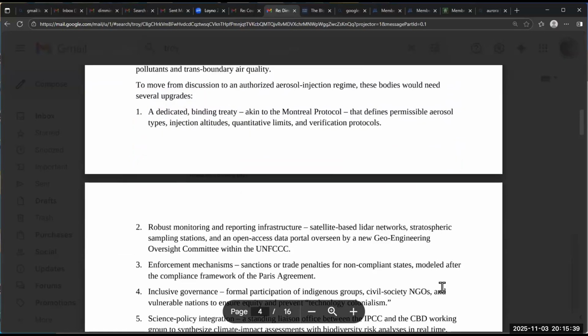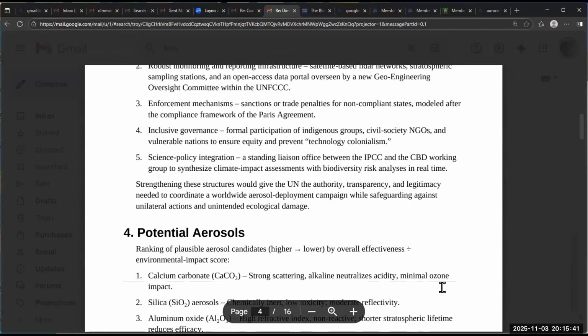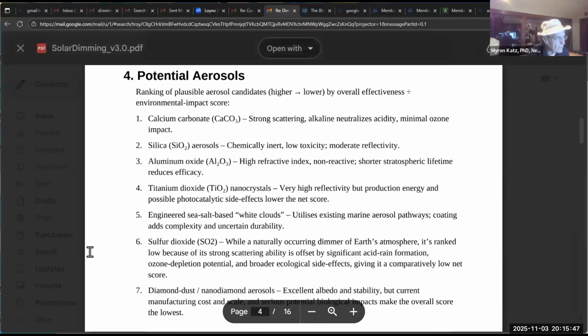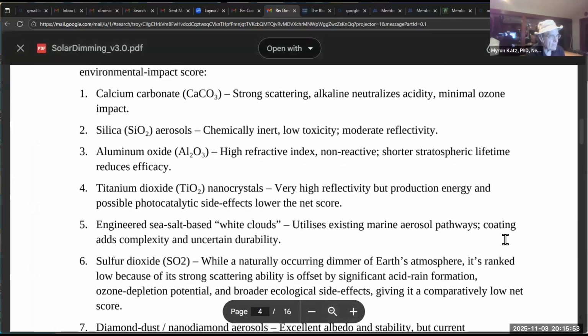Then I've got a section where I list 15 different potential aerosols to be lofted. Richard, I can tell you, you don't have a screen that can do this. I have your document on the screen, and I'm trying to keep up with you. Keep going. Oh, great. Yeah.